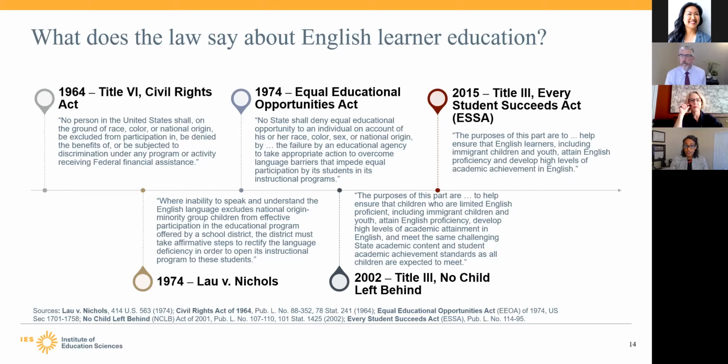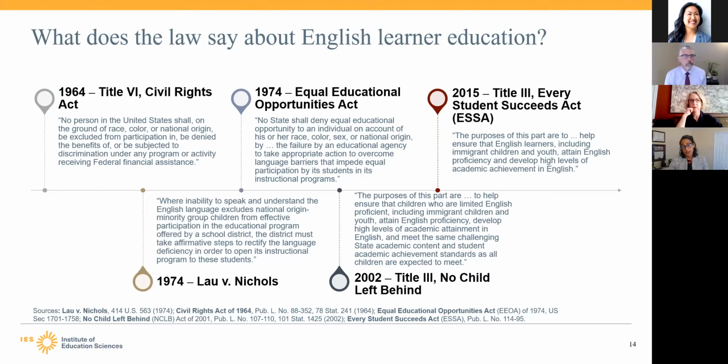We have the Equal Educational Opportunities Act, whose name, as it suggests, is really focused on ensuring that English learners or any students don't miss out on the same opportunities as other students solely because of their home language, their race, their color, their sex.